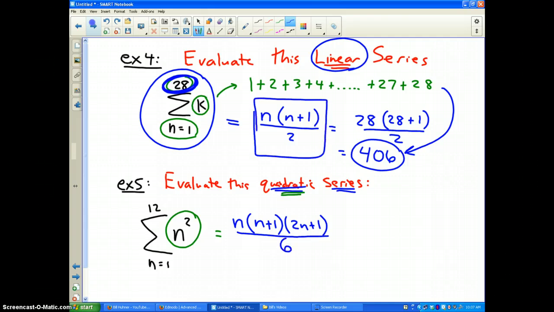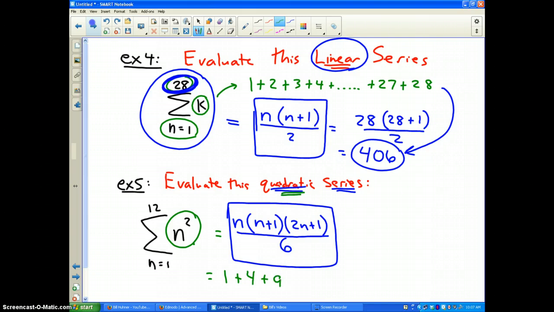The linear series, which I put in the blue box, and the quadratic series, which I put in the blue box, those things you need to write down. All right, so let's finish this problem. It says evaluate all the squared numbers from 1 to 12. So basically that means if I stick 1 in there, 1 squared is 1, plus 2 squared is 4, plus 3 squared is 9, plus 4 squared, which is 16, plus ... all the way up to 12 squared.